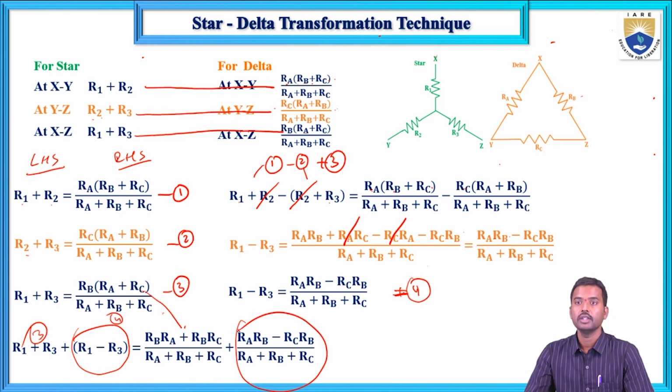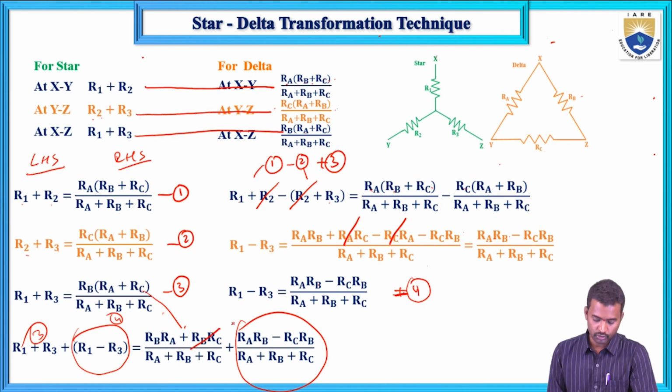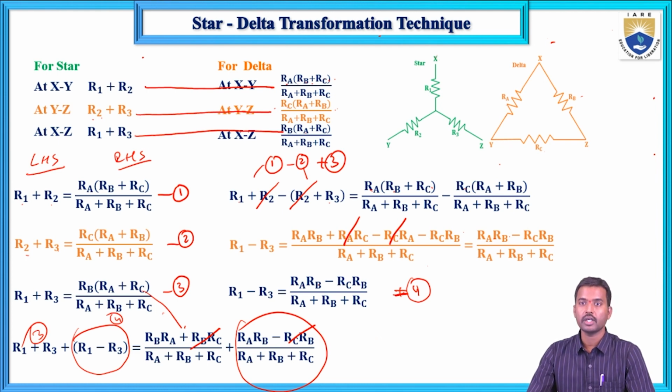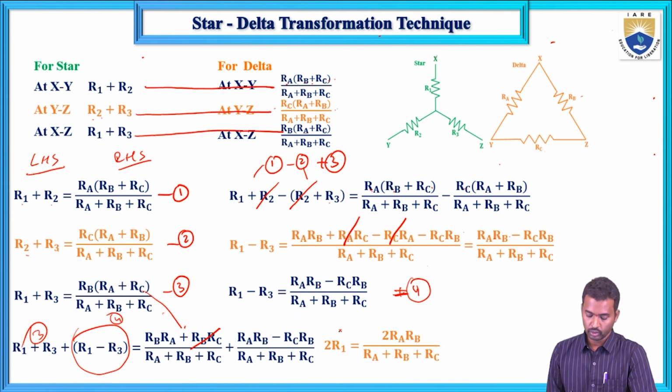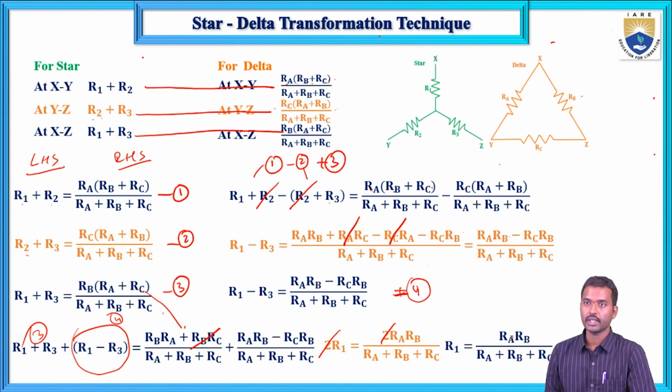Now here what are the same terms? Here RC RB and RB RC are same. If you add this, the denominator is same, RA plus RB plus RC. Now if you simplify it, 2R1 equals 2RA RB divided by RA plus RB plus RC. Now here 2 gets cancelled. R1 equals RA into RB divided by RA plus RB plus RC.